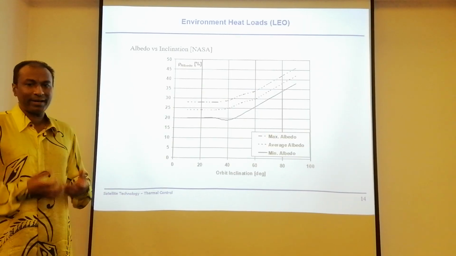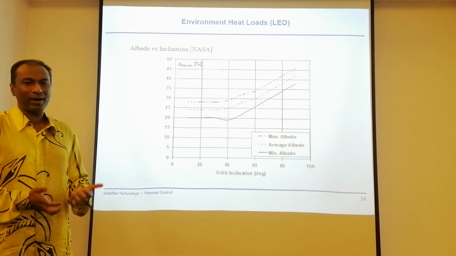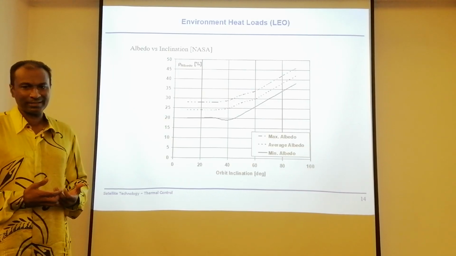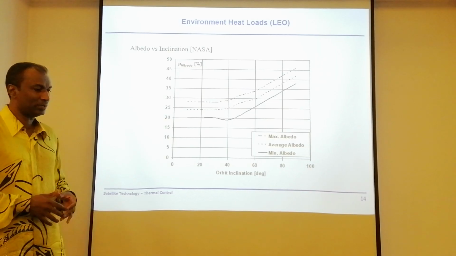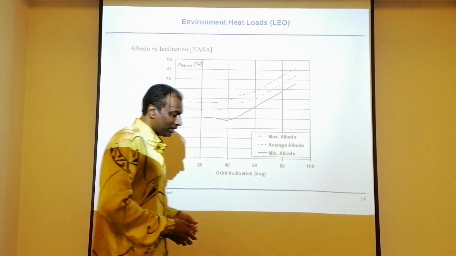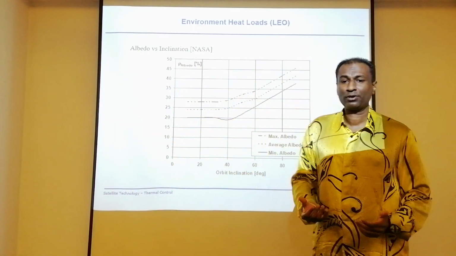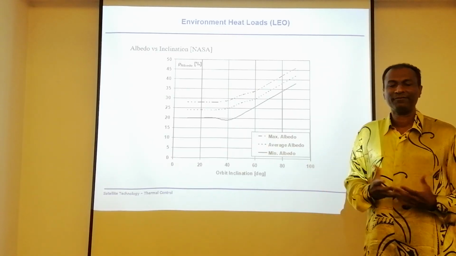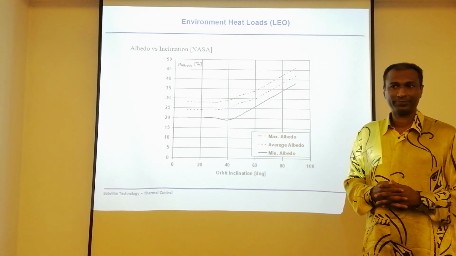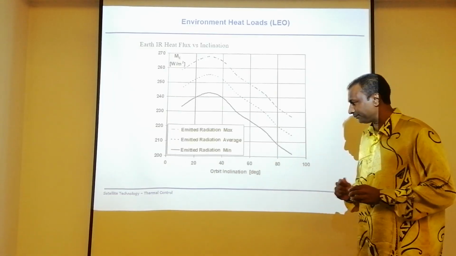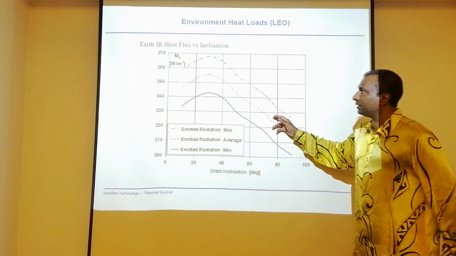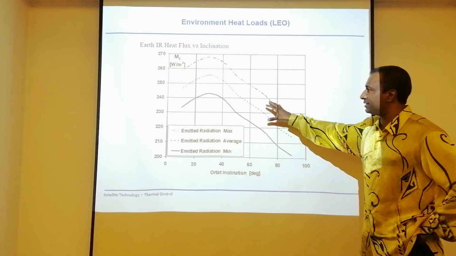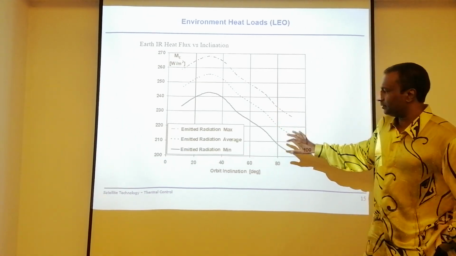And now don't forget, do you want more or less albedo? We always want less albedo. We want less heat. Yeah, less heat. So we want less albedo. But the thing is that we cannot say we want less sun exposure. We want a lot of sun exposure so that we can generate the power in that sense. Right? Go on. Okay. If you look at Earth infrared versus inclination, now this is different.